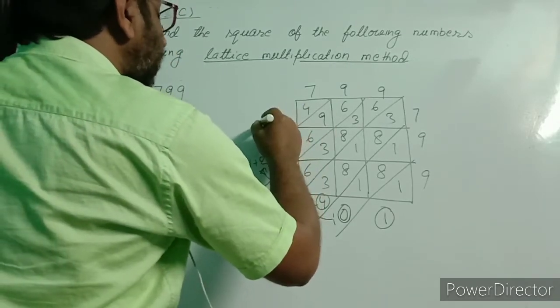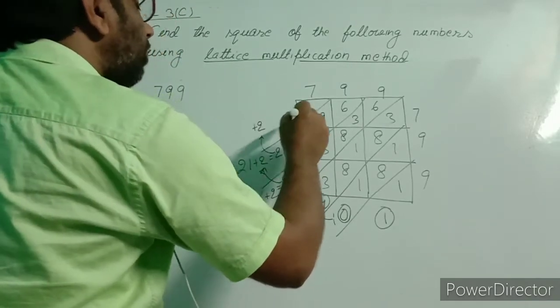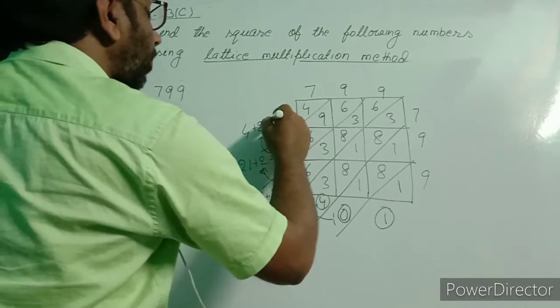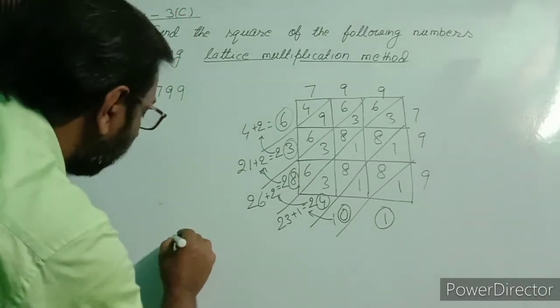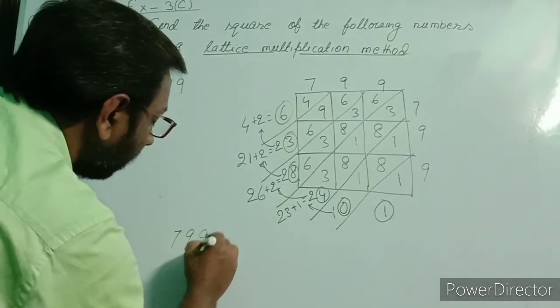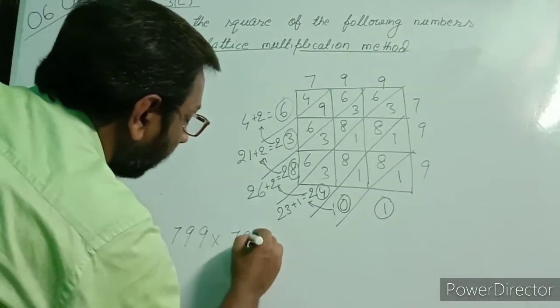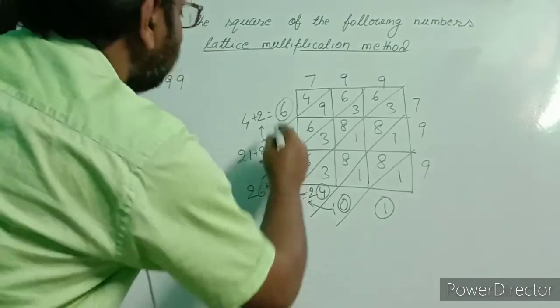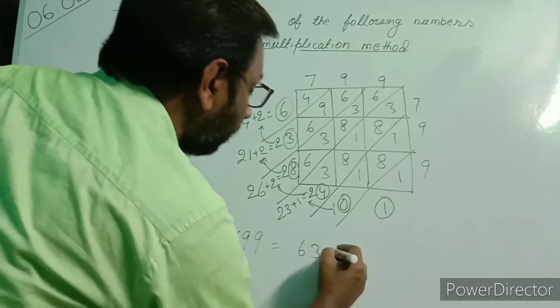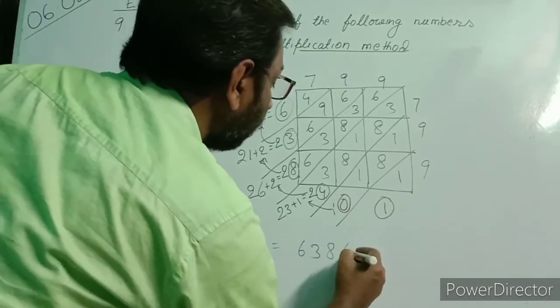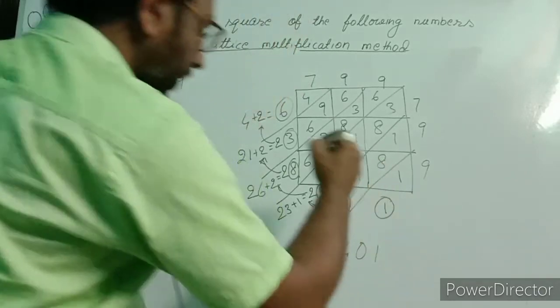Now write 2. Before that give the symbol of plus. What will come here? 4. 4 plus 2 equal to 6. This is alone. You circle it. So we can write 799 into 799 equal to 638401.